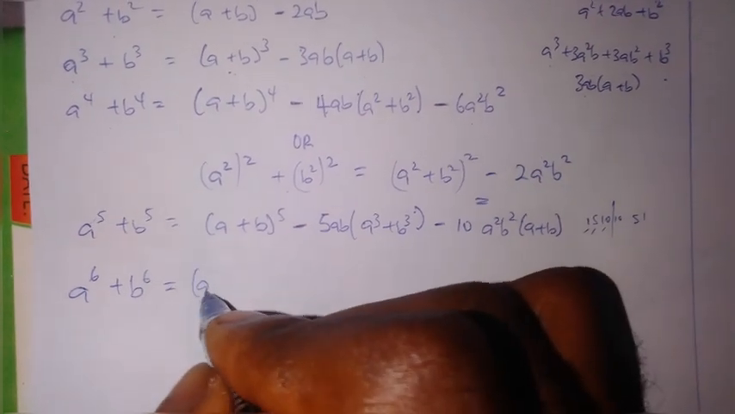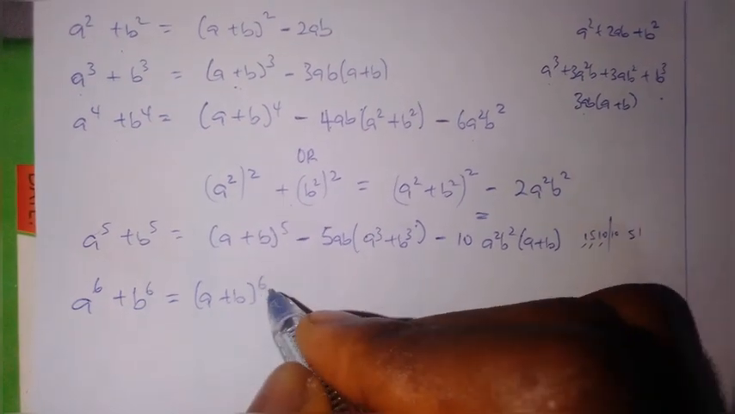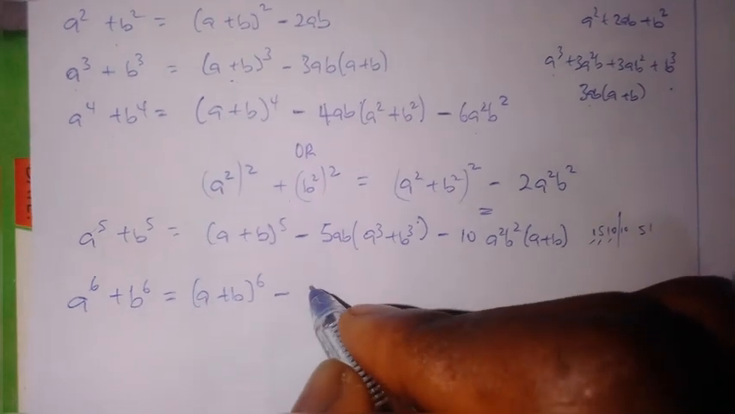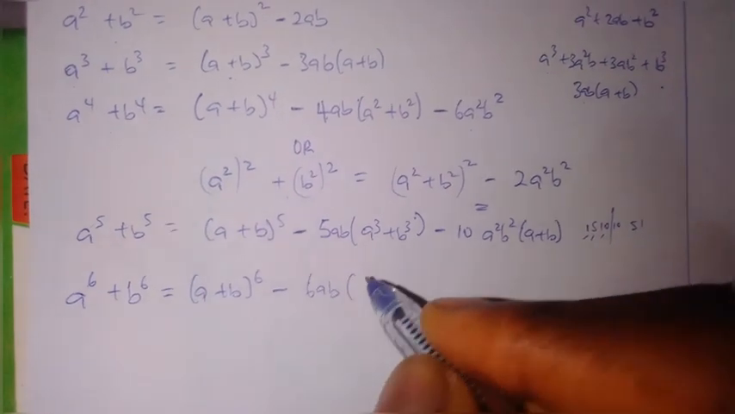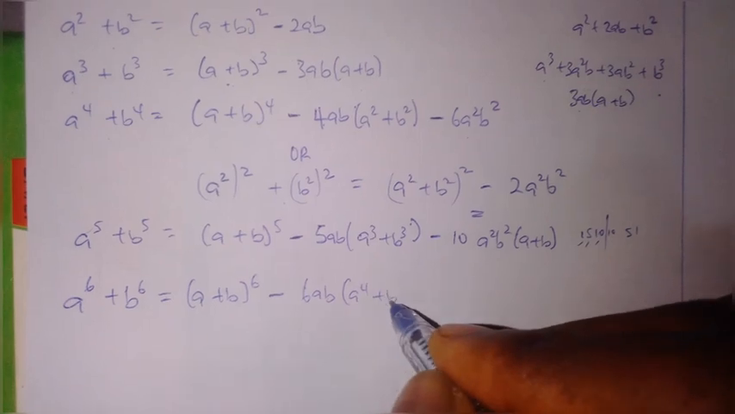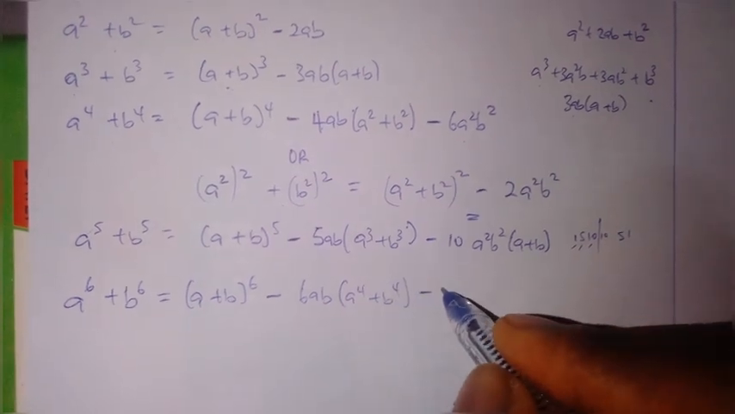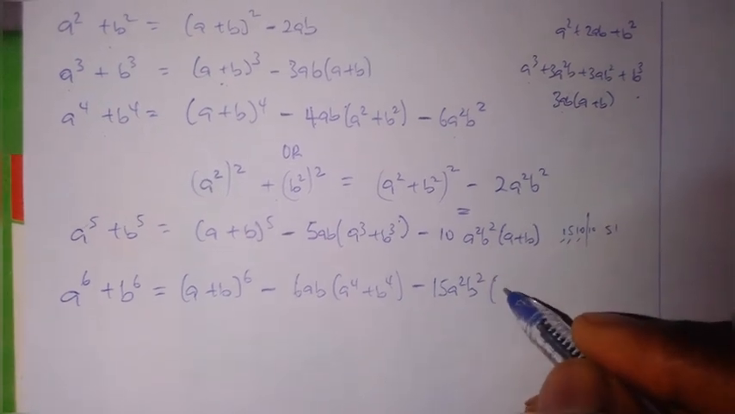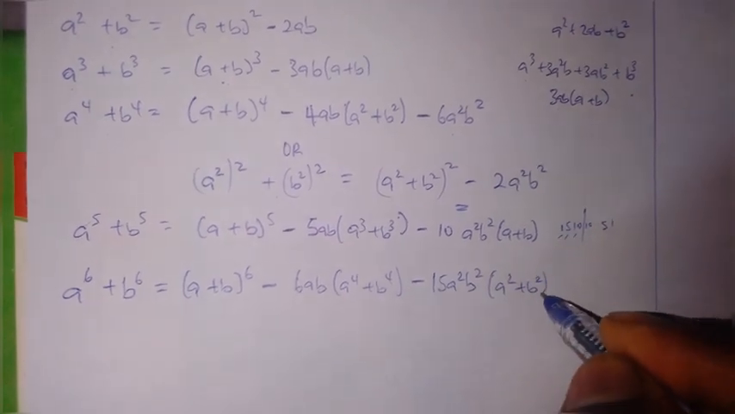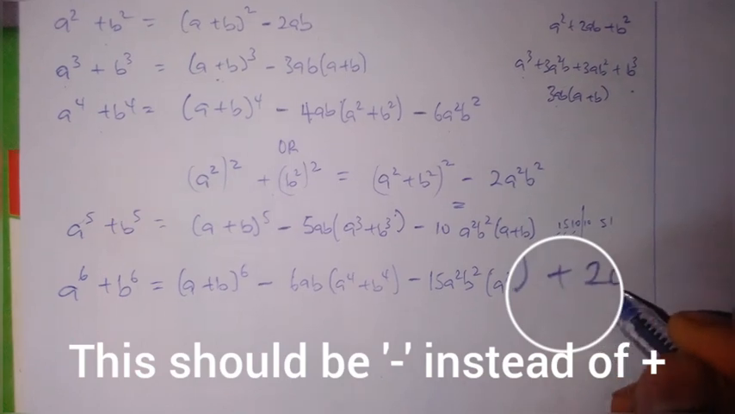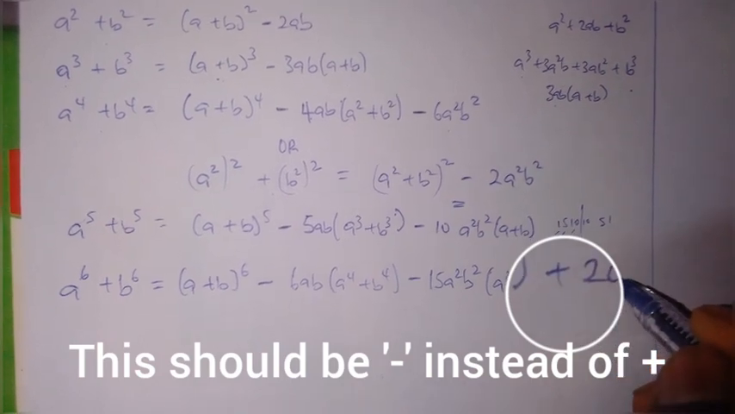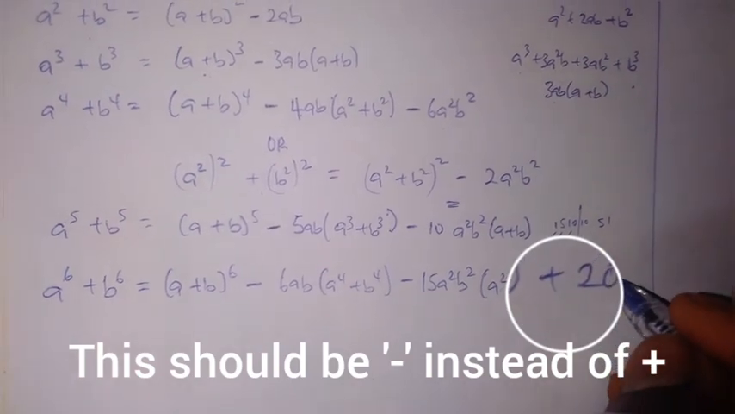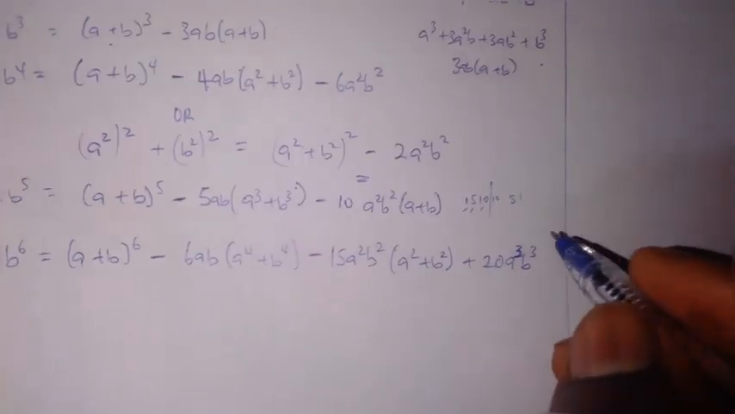This becomes a plus b all raised to power 6, minus 6ab into a raised to power 4 plus b raised to power 4, then minus 15 a raised to power 2 b raised to power 2 into a squared plus b squared. Then plus 20 a cube b cube. Now this is it.